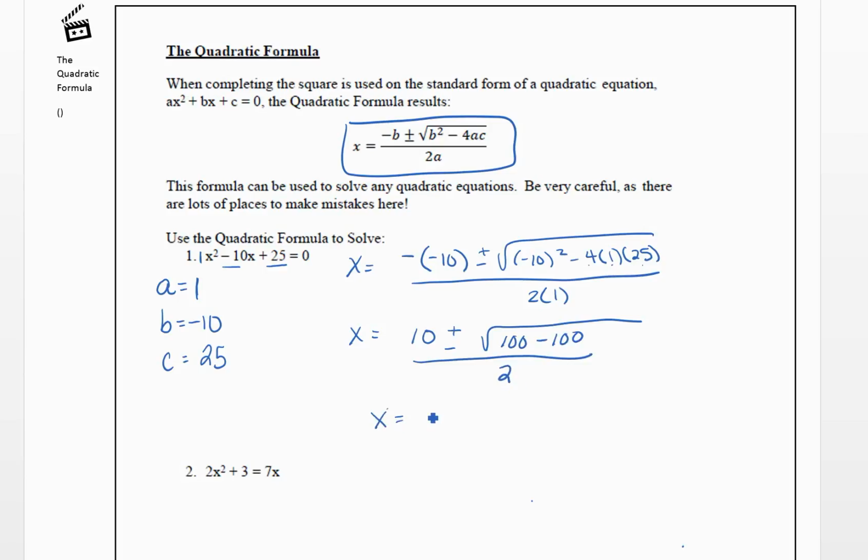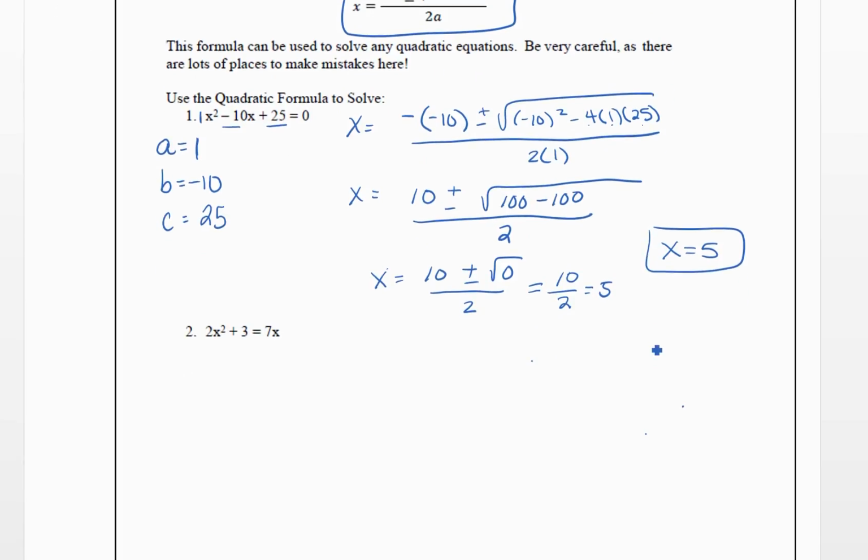So here we'll get 10 plus or minus, well, the square root of 100 minus 100 is 0, so here we get the square root of 0, which is just 0, over 2. And it's kind of a special case. Normally we'd be adding a number and subtracting a number and getting two different numbers, but adding and subtracting zero just gives us 10. So here we get 10 over 2, which is 5. So here our only solution is x equals 5.